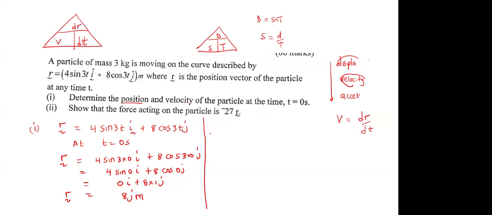Then we go to velocity. We have said that velocity is given by dr over dt. We have our r, and now we are going to differentiate it. So we shall say v is equal to d/dt of our r, which is 4 sine 3t i plus 8 cos 3t j. Now you need to remember how to differentiate trigonometric functions.